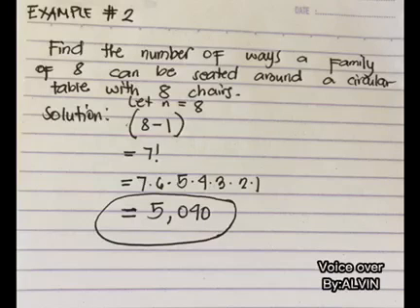Example 2. Find the number of ways a family of 8 can be seated around a circular table with 8 chairs. Solution. Let n is equal to 8. 8 minus 1 is equal to 7 factorial, which is equal to 7 times 6 times 5 times 4 times 3 times 2 times 1, which is equal to 5,040.